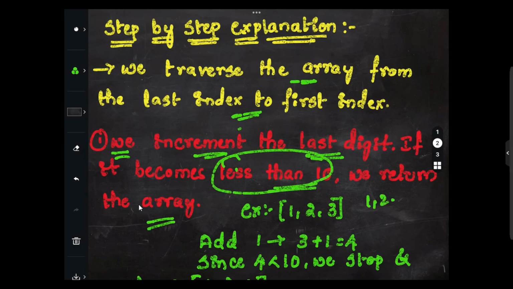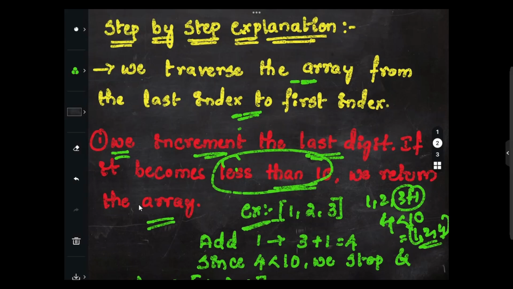So here in this case, 1, 2, 3, we will increment the last number, which in this case will be 4. So 4 is less than 10 in this case. So we will increment this one: 1, 2, 4 within the array. Hence we got the solution here.